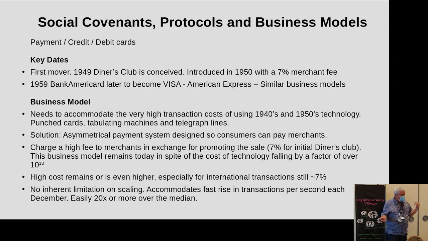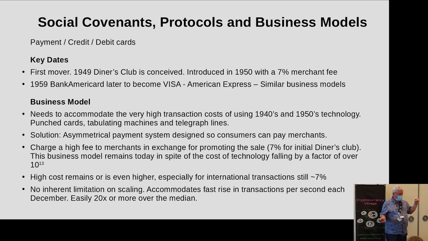And so they came up with this business model, which was to say merchants will pay for it, in exchange for incentivizing the sale. This is critical because this is the business model for the credit card industry today. It has not changed. They're still stuck with debit machines, punch cards, and the telegraph.